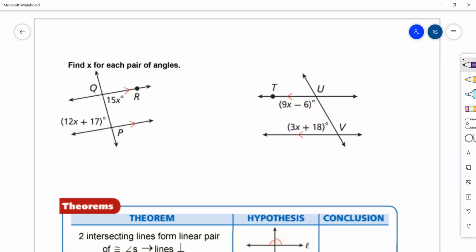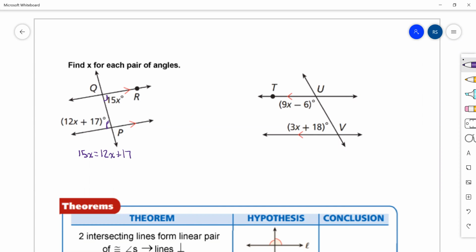So if we look at these angles right here, what do we notice? Are they both acute? Are they both obtuse? What's going on? Looks like they're both acute, so they have to be equal. 15x equals 12x plus 17.